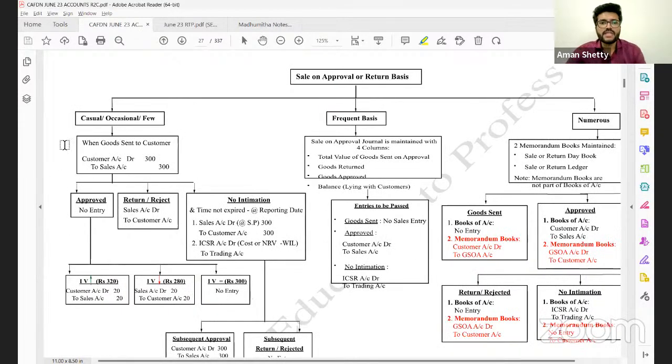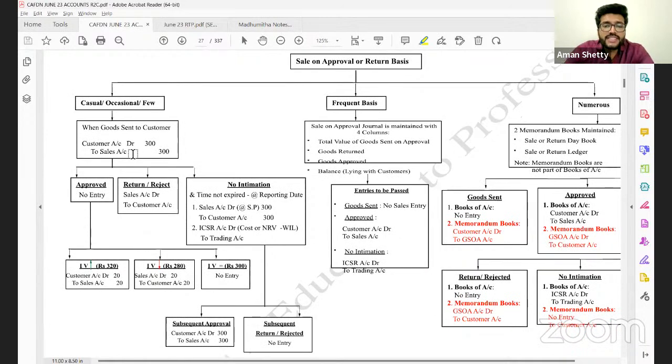Now, when it is casual, occasional, or few, then what do we do? When the goods are sent to the customer, it is treated as a sale itself. Accounting wise, because it's very few in nature, we treat it as a normal sale itself, and the entry to be passed is customer account debit to sales account. All of you understood this? Next, when it is approved, since the sale transaction is already recorded, do you need any entry? No, sir. Obviously, no entry required because you have already recorded the sale.